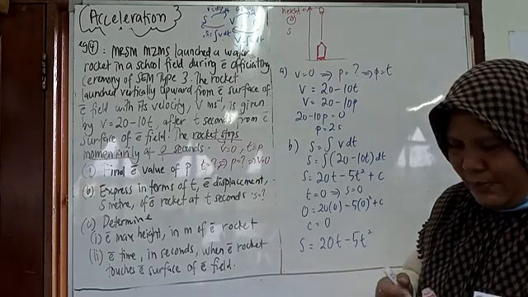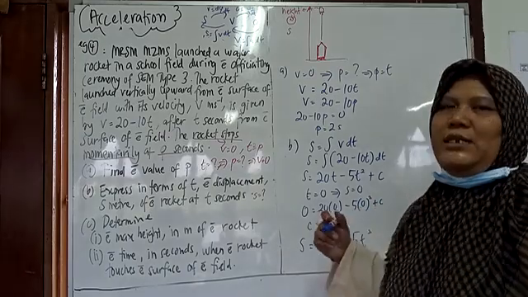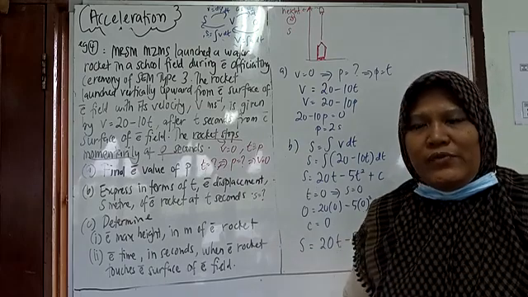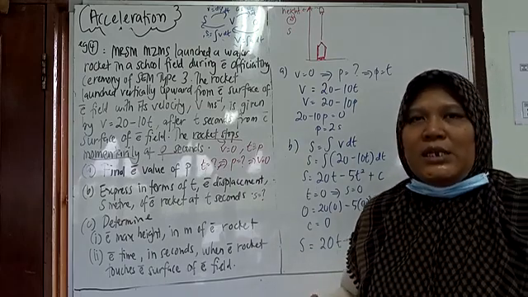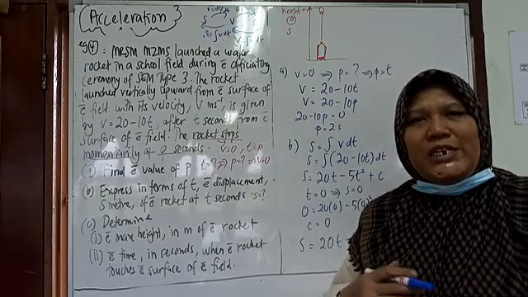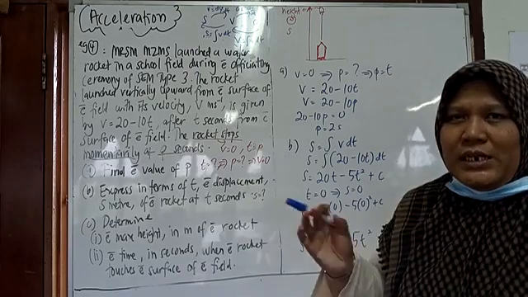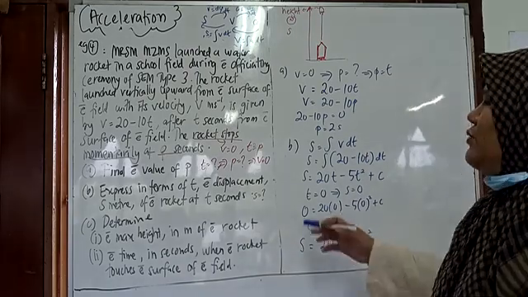You need to remember that not in all situations c equals 0. You need to read the information given. If the question gives us initial displacement or initial velocity, you need to remember that c will not become 0. So this is for B.